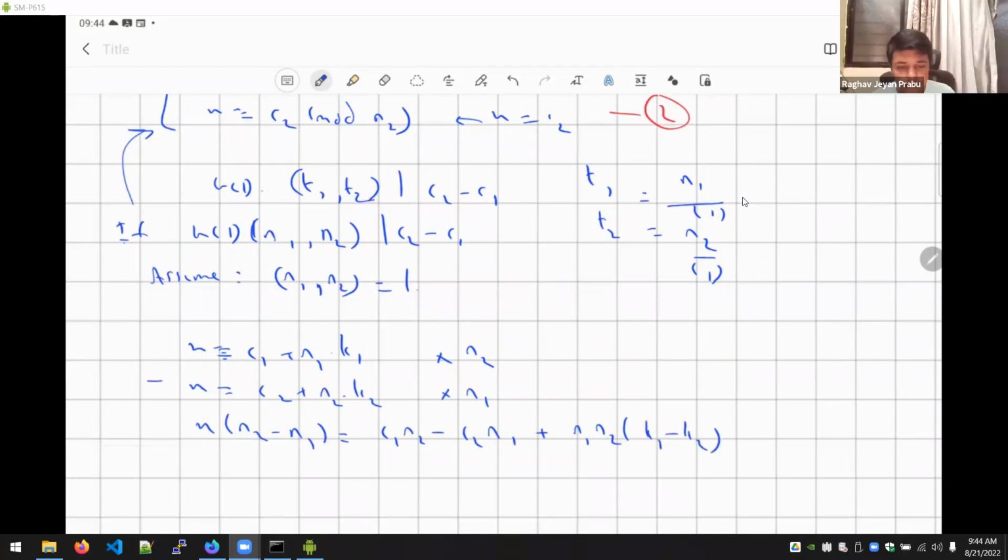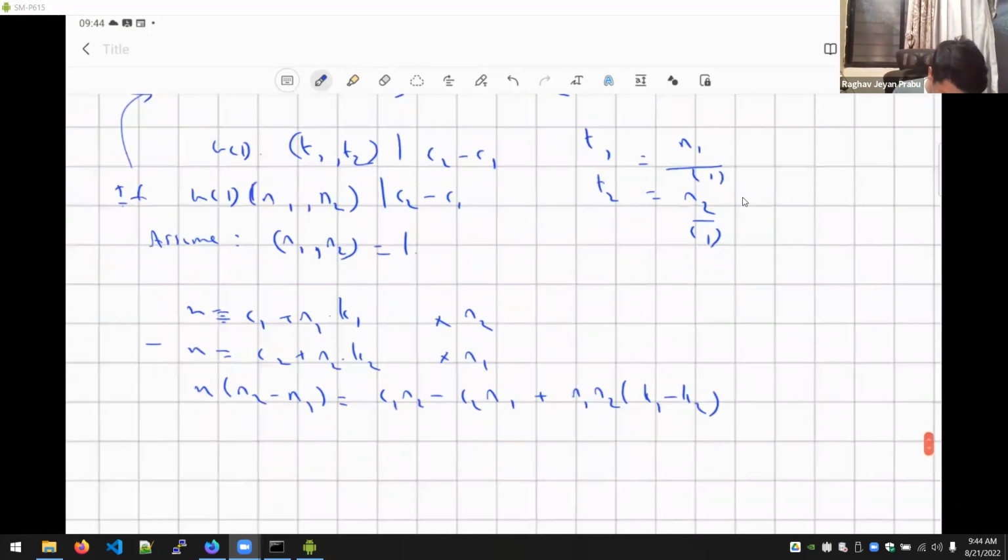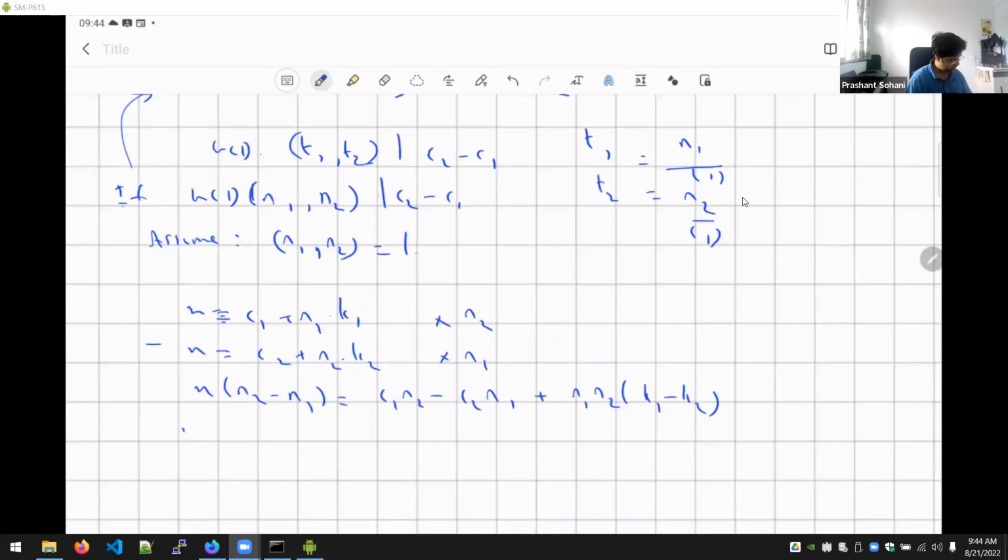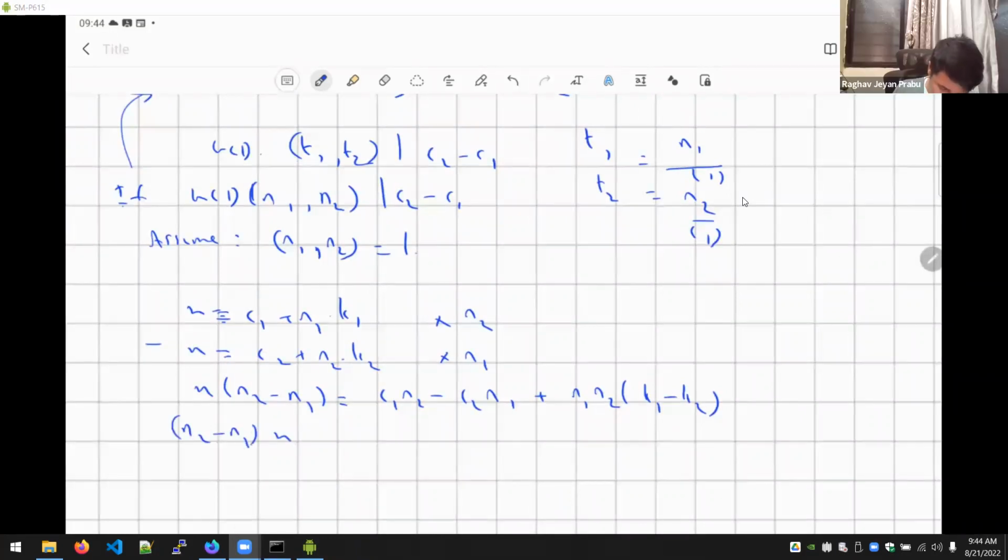Okay, so if you take mod N1 N2, then you will get (N2 minus N1) x is equal to C1 N2 minus C2 N1 mod N1 N2. Now you can just solve for x. This is the normal process.